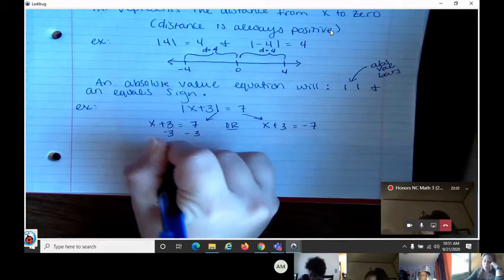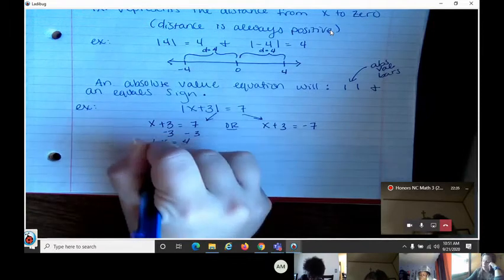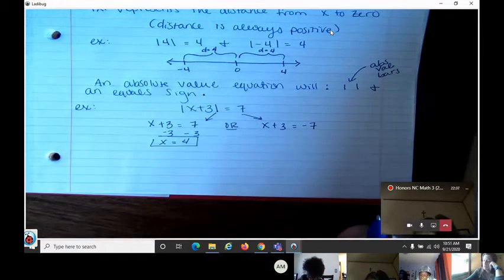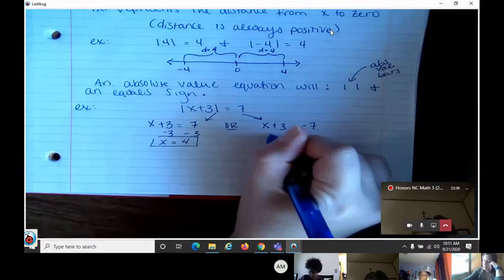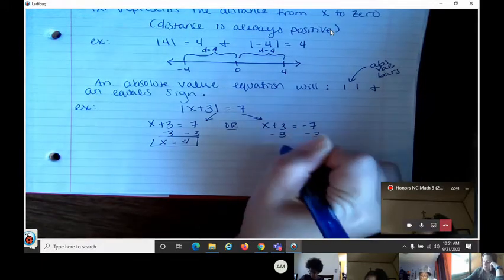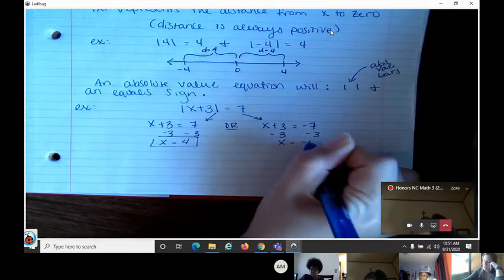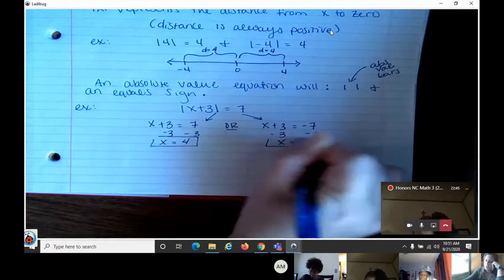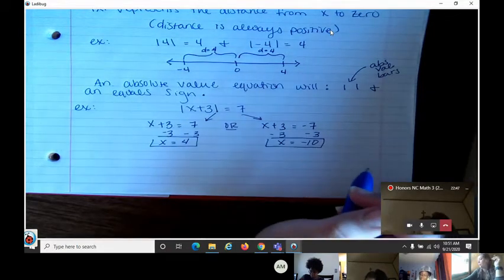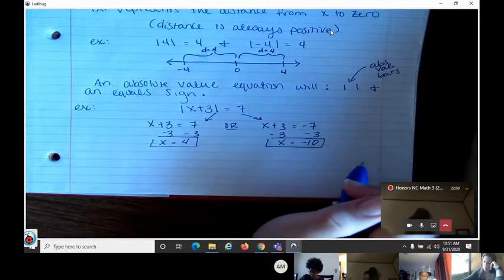So I'm going to have x equals positive 4. And we're done with that one. And we're going to do the exact same process with this one, because that's how we solve for x. This time we get negative 10. So we end up with two possible solutions, okay?